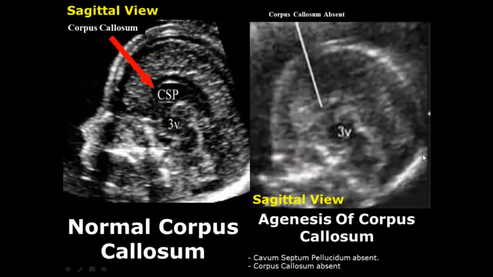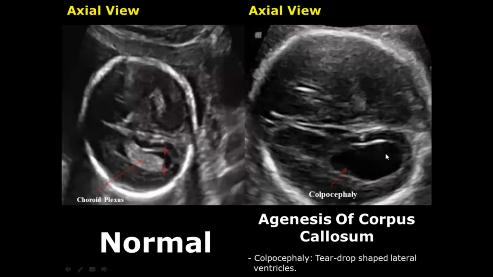In agenesis of corpus callosum, the corpus callosum, which divides the cerebral hemispheres, is absent. Along with that, the cavum septum pellucidum is also absent. One classic sign is Colpocephaly, which is the teardrop-shaped lateral ventricle configuration. The ventricles are dilated and they have a teardrop shape as compared to the other types of ventriculomegaly. This one has a different shape.